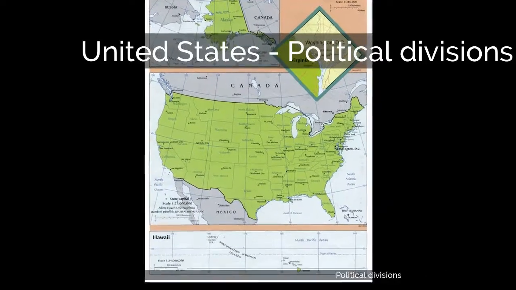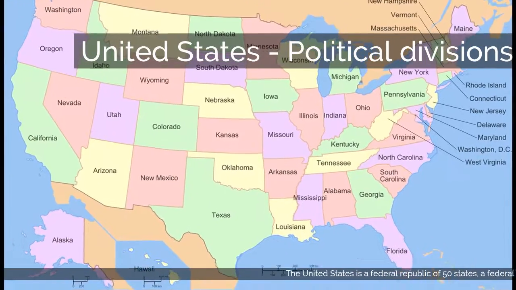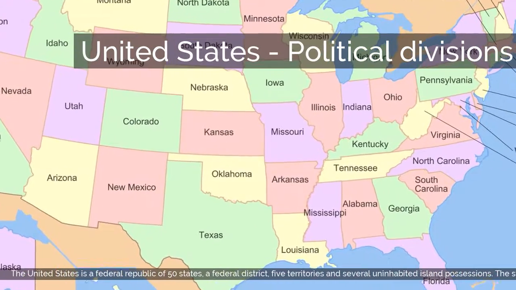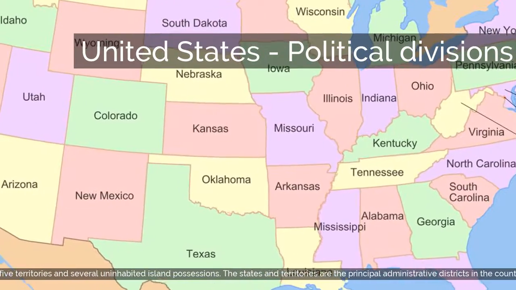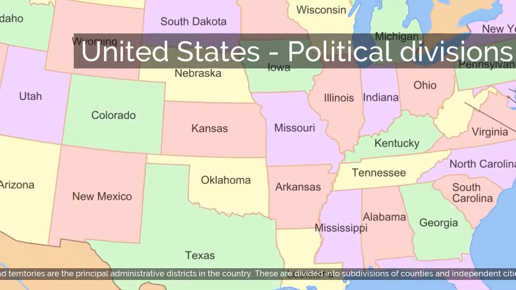Political divisions. The United States is a federal republic of 50 states, a federal district, 5 territories and several uninhabited island possessions. The states and territories are the principal administrative districts in the country. These are divided into subdivisions of counties and independent cities.